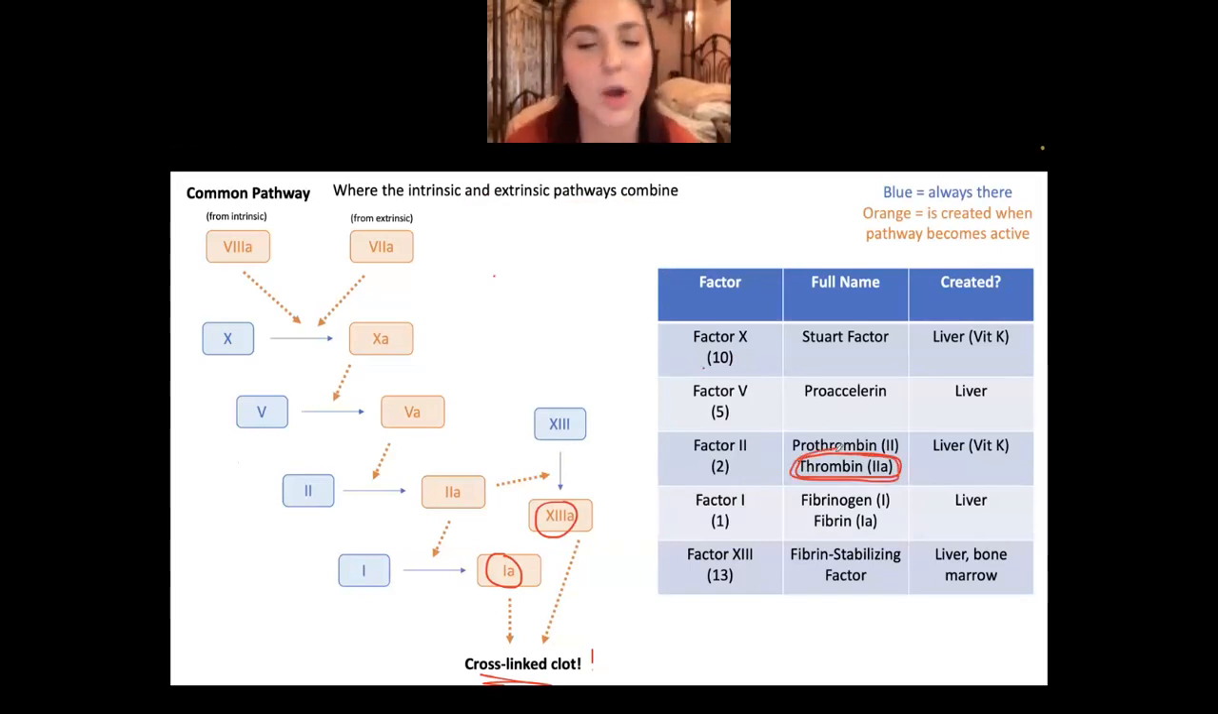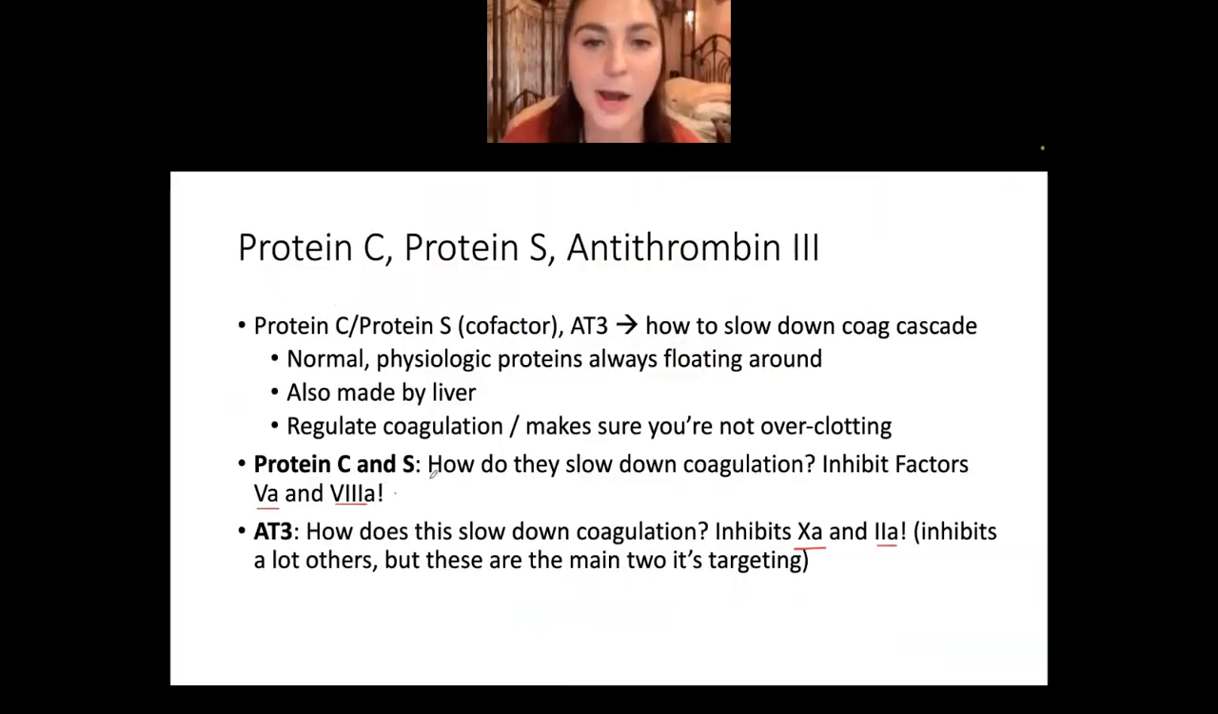So this is a little different from the cofactors. This is a little different from C and S. This is straight up blocking thrombin. It's just coming over here and it's like, nope, I'm blocking this. Okay, so that's what antithrombin 3 is doing. It's blocking thrombin from doing anything, and it also inhibits 10A up here. Okay, so that's what antithrombin 3 does.